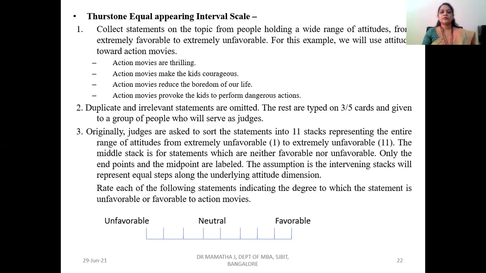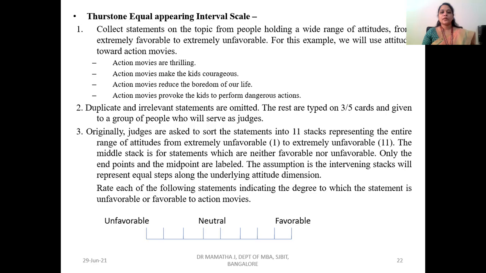So the middle stack is for statements that are neither favorable nor unfavorable. So only the end points and the mid point are labeled. The assumption here is that the intervening stacks will represent equal steps. Okay. Now, for example, in this, rate each of the following statements, indicating the degree to which the statement is unfavorable or favorable to action movies. So you have identified 11 statements.